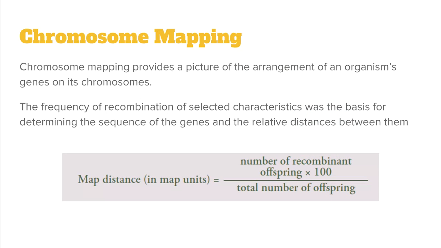So chromosome mapping provides a picture of the arrangement of an organism's genes on its chromosomes, and the frequency of recombination of selected characteristics is the basis for determining the sequence of the genes and the relative distances between them. And when we try and work out their map distance in map units, we use the following formula: the number of recombinant offspring times 100 divided by the total number of offspring. And we can receive an outcome and compare these map distances.